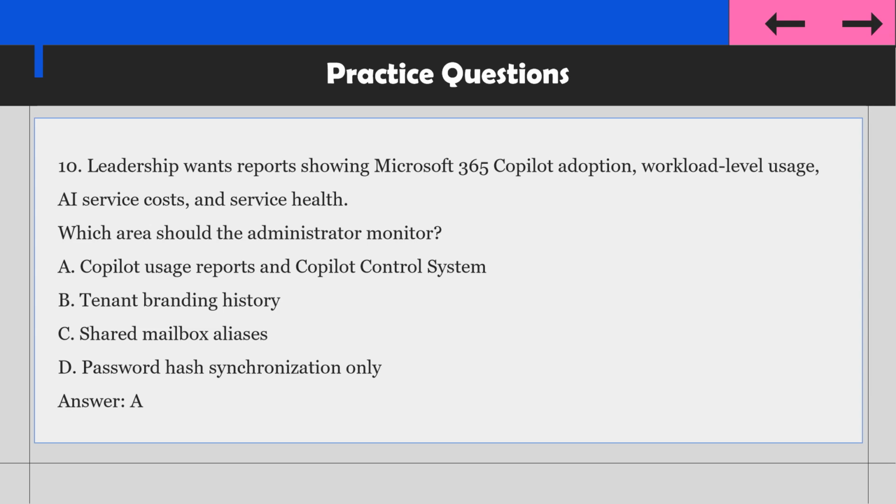10. Leadership wants reports showing Microsoft 365 Copilot adoption, workload level usage, AI service costs, and service health. Which area should the administrator monitor? A. Copilot usage reports and Copilot control system. B. Tenant branding history. C. Shared mailbox aliases. D. Password hash synchronization only. Answer A.